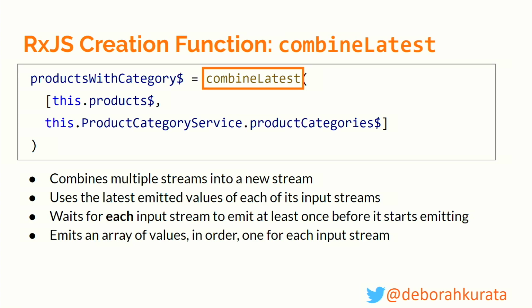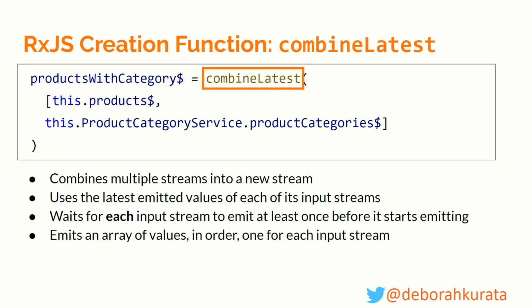Now, when products$ emits, it's getting an array of products. When product categories emits and gets the data back from the HTTP call, it's going to give us an array of product categories. And what combineLatest emits is an array with the result of each of the streams. So the first element in the array is the result of the first stream that we passed in. The second element in the array is the result of the second stream we passed in. Are we good with that?